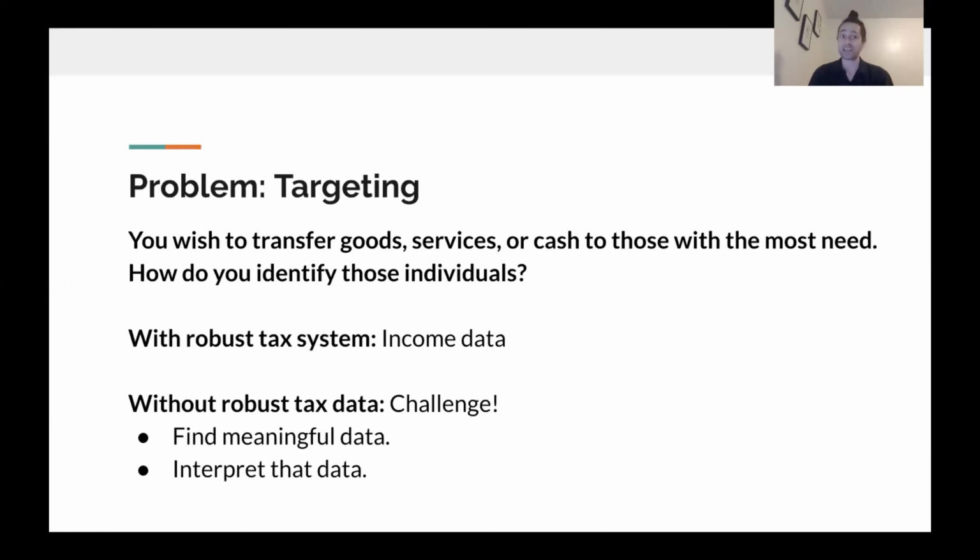When this problem is interesting is when you don't have access to tax data. Perhaps you're in a development setting where a large portion of people's income comes from the informal economy, or perhaps you're an NGO who just doesn't have access to the same data that the government has. In either case, you're faced with a real challenge of first finding data that will be meaningful for identifying those with the most need, and then interpreting that data in a useful way. What I want to give is two common approaches to solve this problem.